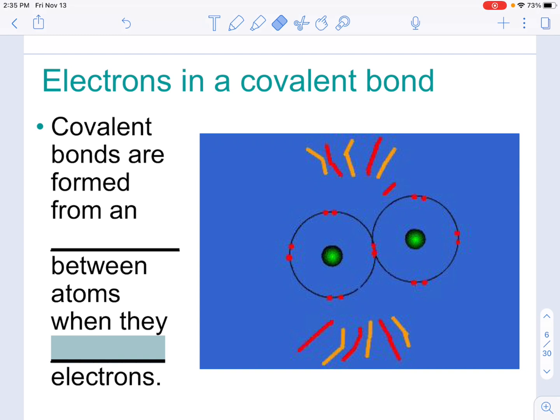So covalent bonds are formed from an attraction between atoms when they share electrons. We got atoms that share electrons, and that's what's holding them together. They're each tugging on the electrons of the other one, and together they share, and they stay put, and they bond together, and they hold themselves together.